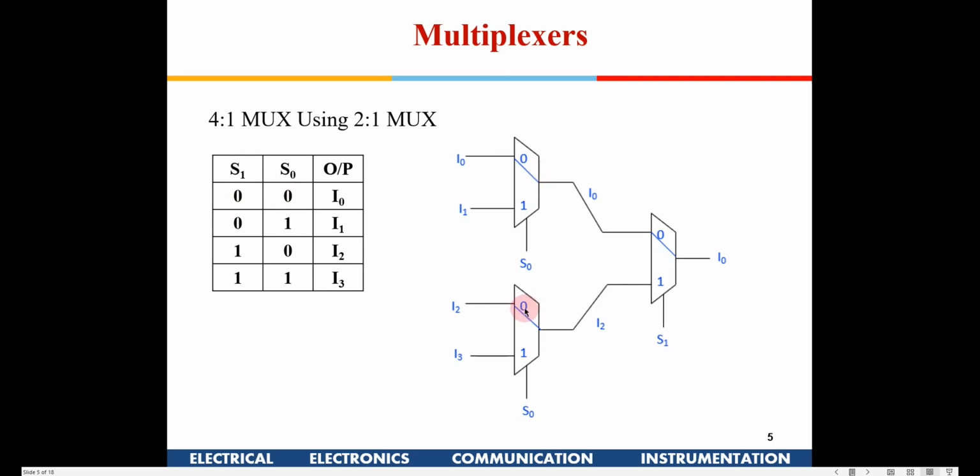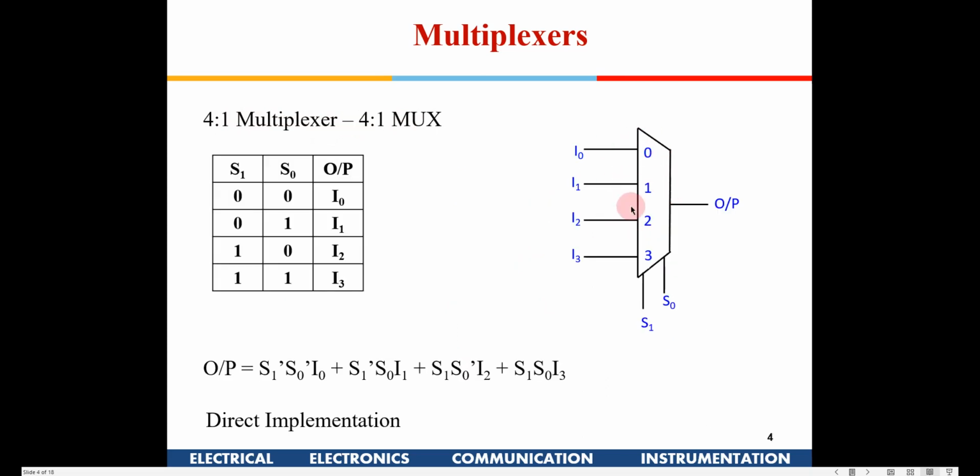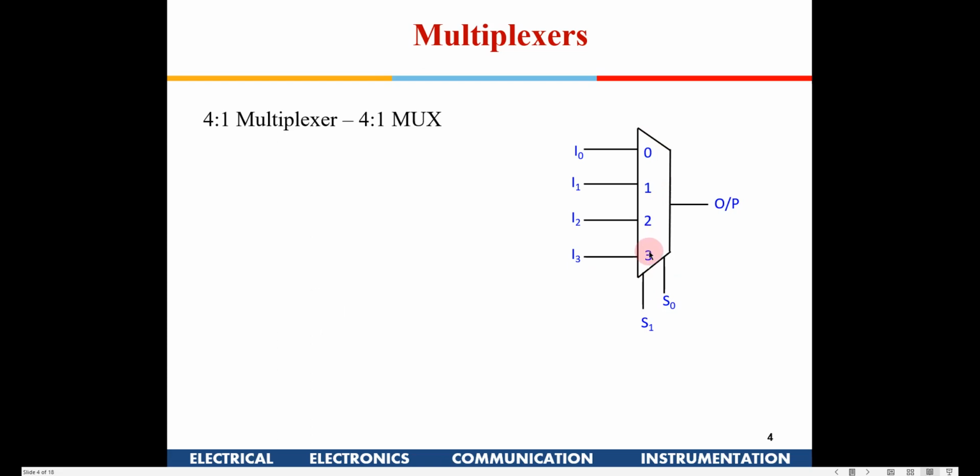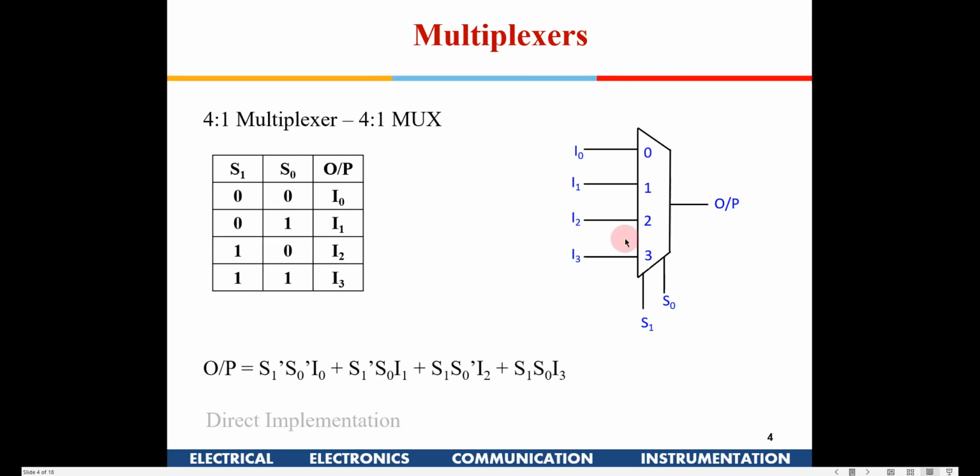And this is a 4 into 1 mux using 2 into 1 mux. Okay, let me go back. This is the direct implementation. You can have hardware where you have 4 input lines and 1 output line. Like in the previous case, we had 2 input AND gates, here we can have 4 input AND gates, and again you can use a decoder and select one of those AND gates. So this is known as the direct implementation, where one of the lines gets connected.